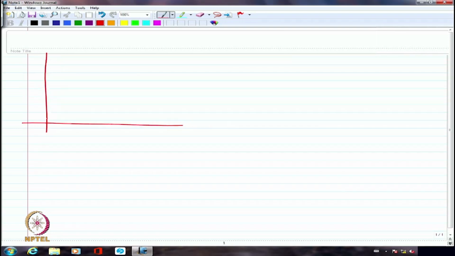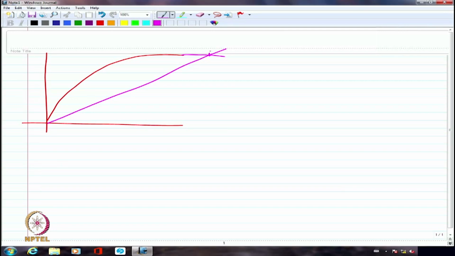If you may recall, we had drawn the magnetization characteristics somewhat like this, and we had also drawn the field characteristics somewhat like this. Wherever they intersect, we call this the operating point under normal condition. This is going to be EG and this is IF. This is what we had said.